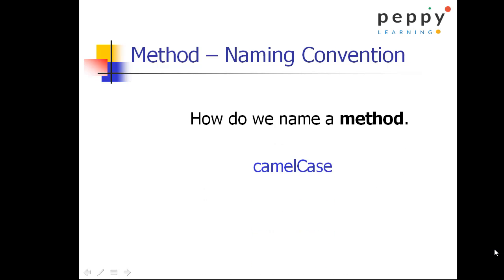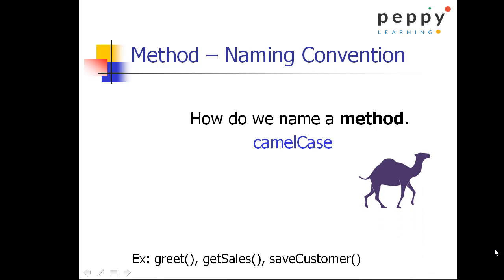Method naming convention. How do you name the method? You name methods in camel case. Let's say greet, getSales, saveCustomer. If it is a single word, say greet, all are in lowercase. Whereas getSales, which is a two-word combination, the first word is completely in lowercase, and for the second word, the first character is uppercase and the rest of the letters are lowercase. Same with saveCustomer. This is called camel case.